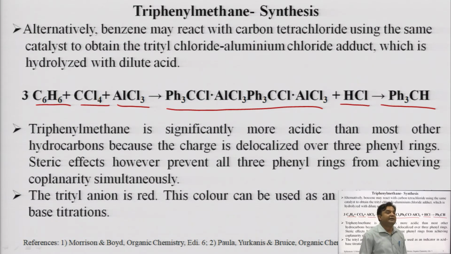coplanarity simultaneously. Then the trityl anion is red. This color can be used as an indicator in acid base titration. So, again, a very important point about triphenyl methane: the trityl anion is red in color. So, because of that, this anion can also be used as an indicator in acid base titration.